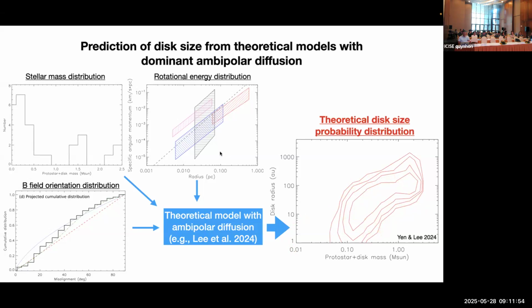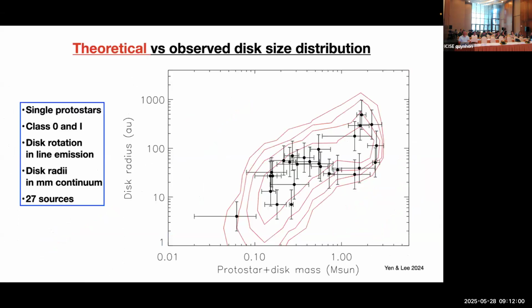Okay, now we have everything ready. We just need to overlay with our observed disk radius, and this is what it is. So we compile a sample of 27 sources. These are all the sources with a resolved Keplerian disk. And why 27? I can only find that many in the literature. But I believe with future observations, we can have more data points.